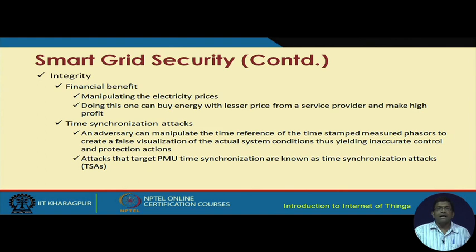Different time synchronization attacks can be launched, where an adversary can manipulate the time reference of the timestamped measured phasors to create a false virtualization of the actual system conditions, thereby yielding inaccurate control and protection actions.